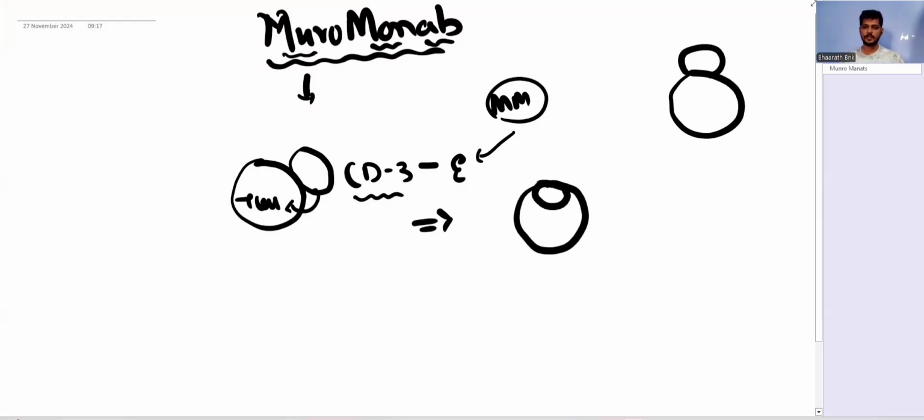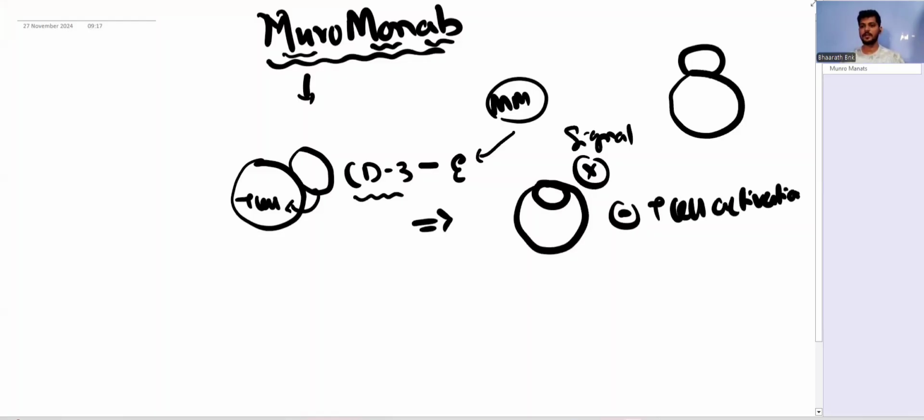So once there is internalization, even if there is a signal, this cannot be sensed by the T cell and the T cell will not get activated. So it inhibits T cell activation by internalizing the receptor. But also, because it comes and binds, it coats the T cell with opsonization and it induces phagocytosis of this T cell. One thing is it will inhibit the activation of the T cell.